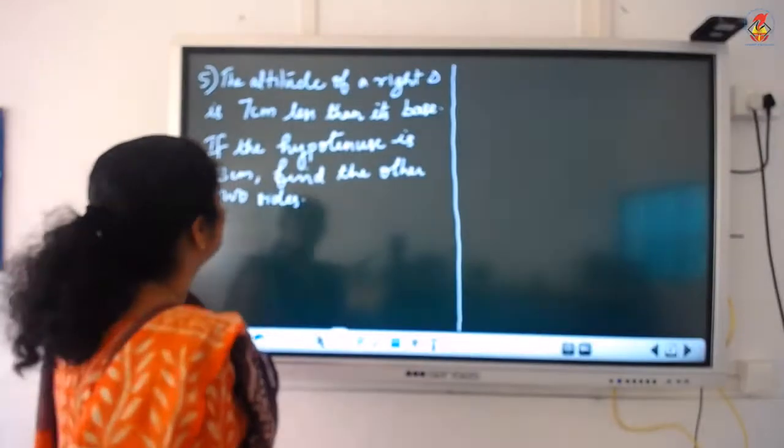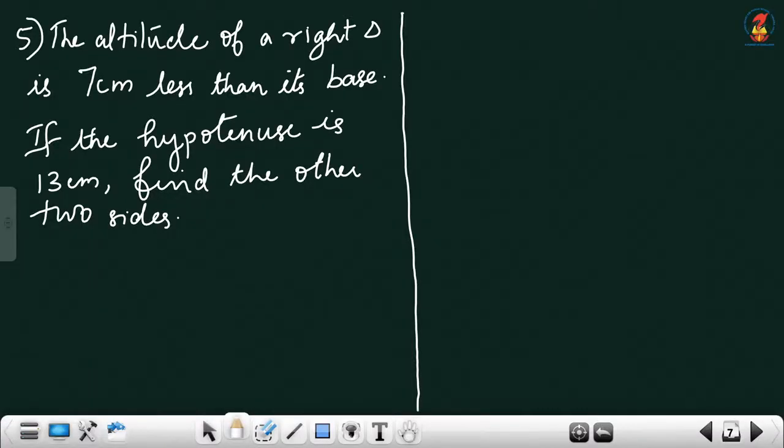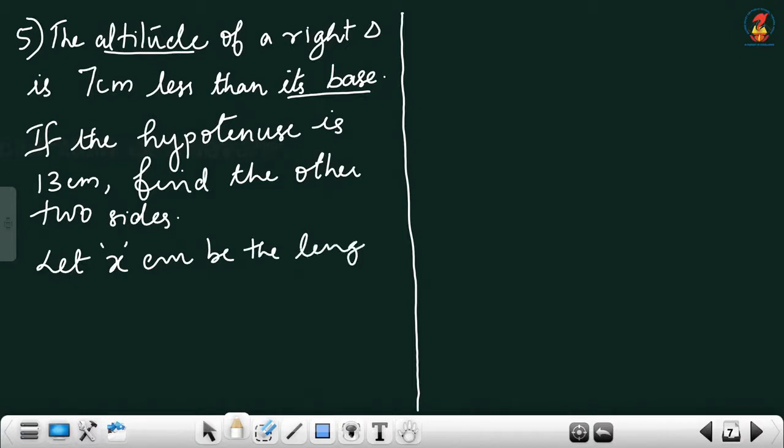Then fifth question, same exercise. The question is the altitude of a right triangle is 7 centimeter less than its base. Altitude is given in terms of its base. If the hypotenuse is 13 centimeter, find the other two sides. So what you have to take is, let x centimeter be the length of the base.